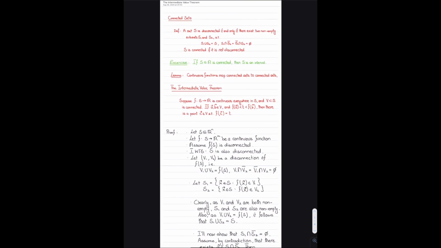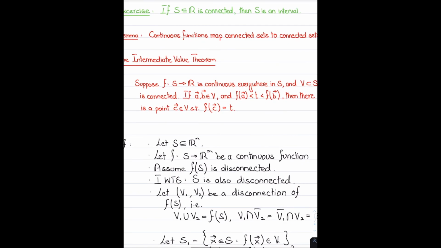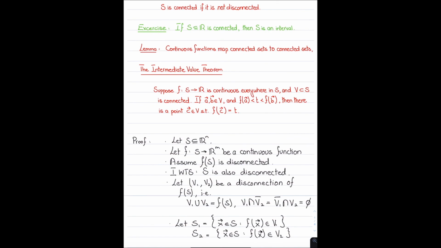This is the lemma that we've just shown. So we have proven that continuous functions map connected sets to connected sets. And if you understand what's happening, we're basically done. So before I write out the proof of the intermediate value theorem, here's the idea.